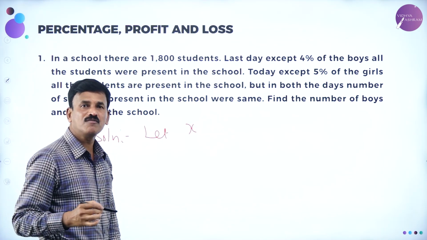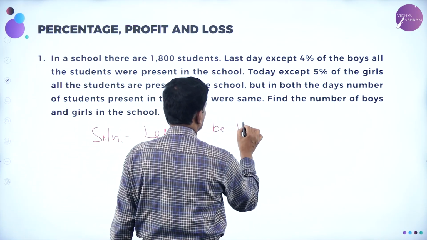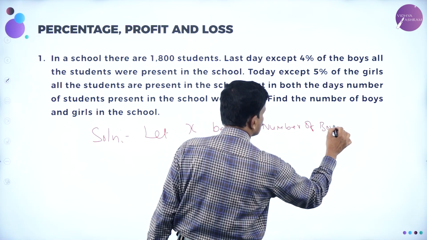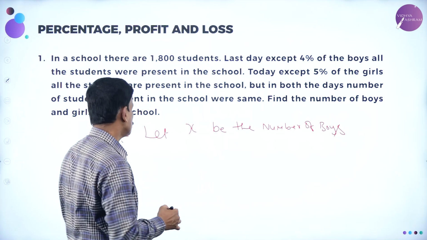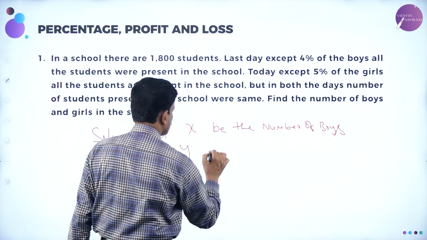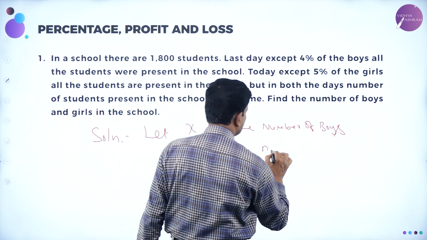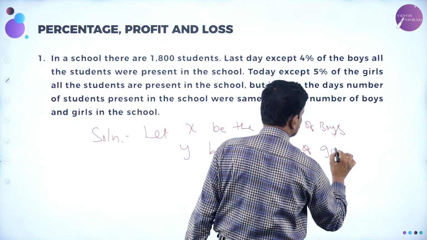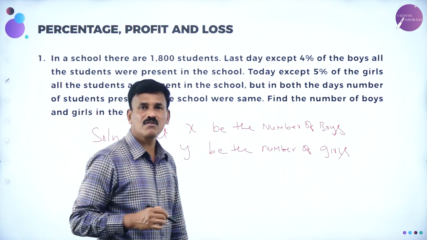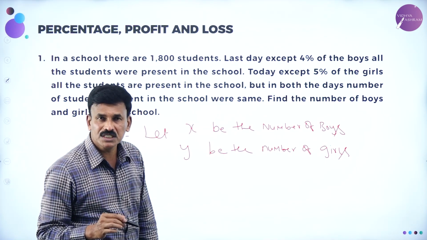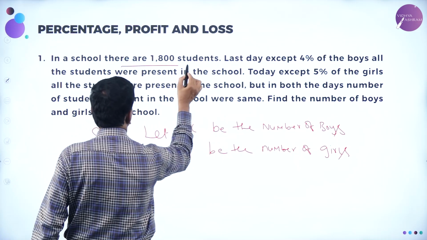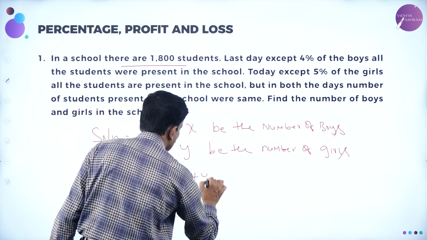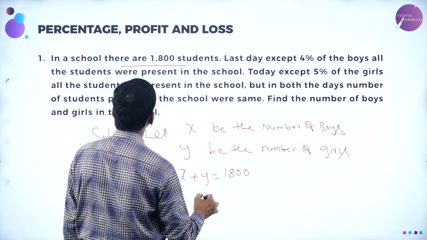Let x be the number of boys in the school. Let y be the number of girls. So x denotes the number of boys and y denotes the number of girls. What is the condition given? There are 1,800 students. That means the number of boys and girls together is 1,800. Given: x plus y is equal to 1,800.